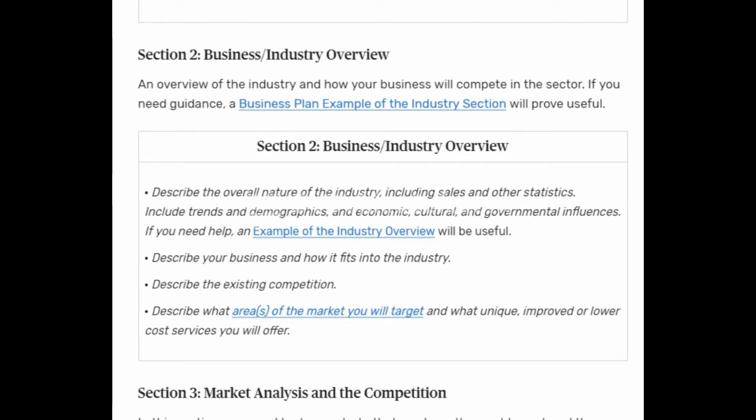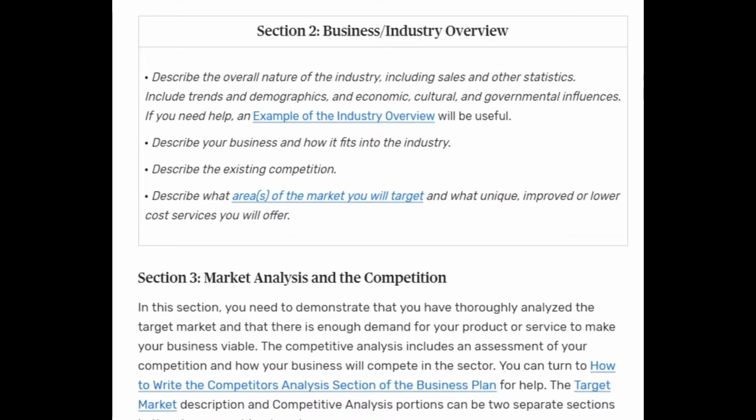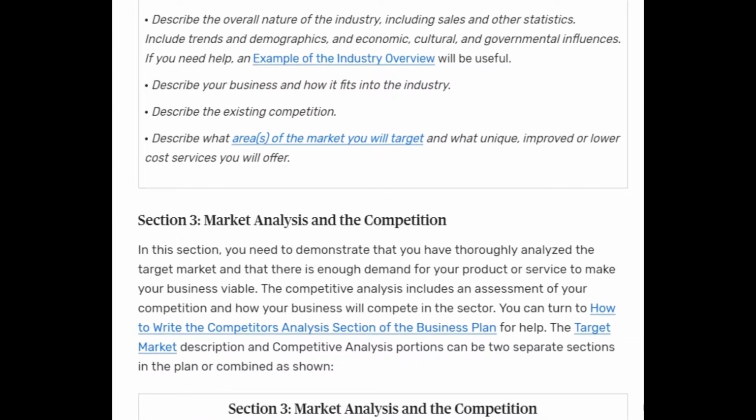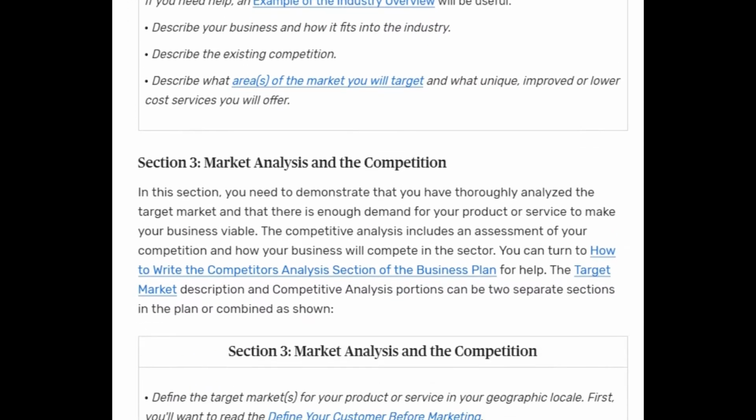Describe the overall nature of the industry, including sales and other statistics, including trends and demographics, economical, cultural, and government influences. And describe your business and how it fits into the industry. Describe the existing competition, and what unique, improved, or lower cost services you will offer. Okay, so market analysis and the competition is the third part.